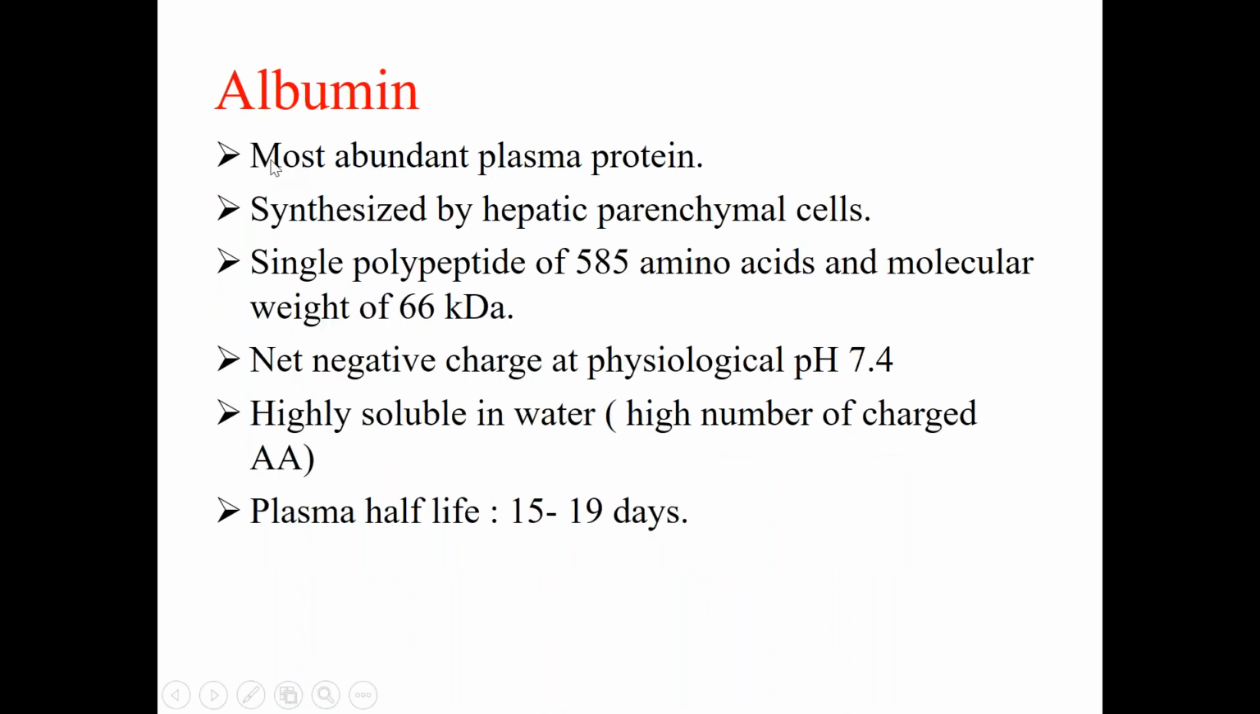So coming to the individual protein, albumin. Albumin is the most abundant plasma protein, and it is synthesized by the hepatic parenchymal cells. It is made up of a single polypeptide chain of 585 amino acids with a molecular weight of 66 kilodalton. At physiological pH of 7.4, the net charge of albumin is negative. Due to the presence of a high number of charged amino acids, it is highly soluble in water, and the plasma half-life of albumin is 15 to 19 days.